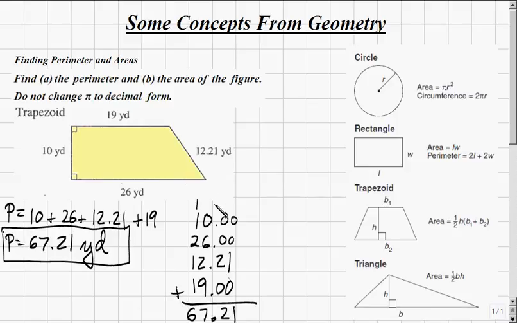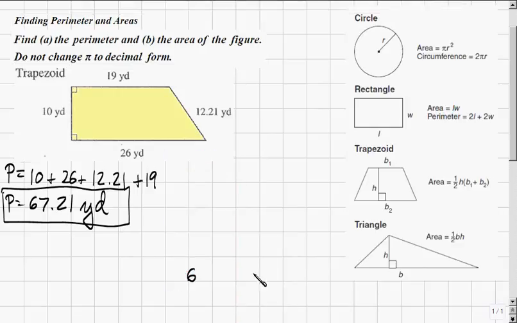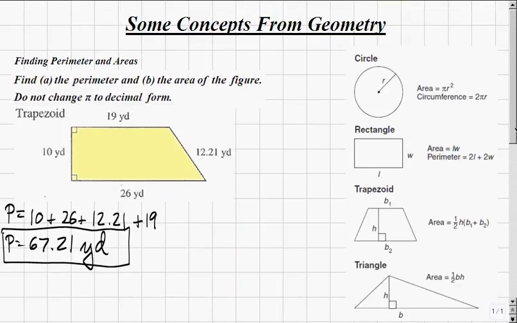Let's erase our addition and next find the area of the figure. So erasing this, our next portion is to find the area of this figure. And the formula that we'll use for a trapezoid is 1/2 h (b1 plus b2). So let's at least write this so far. 1/2 h times (b1 plus b2).